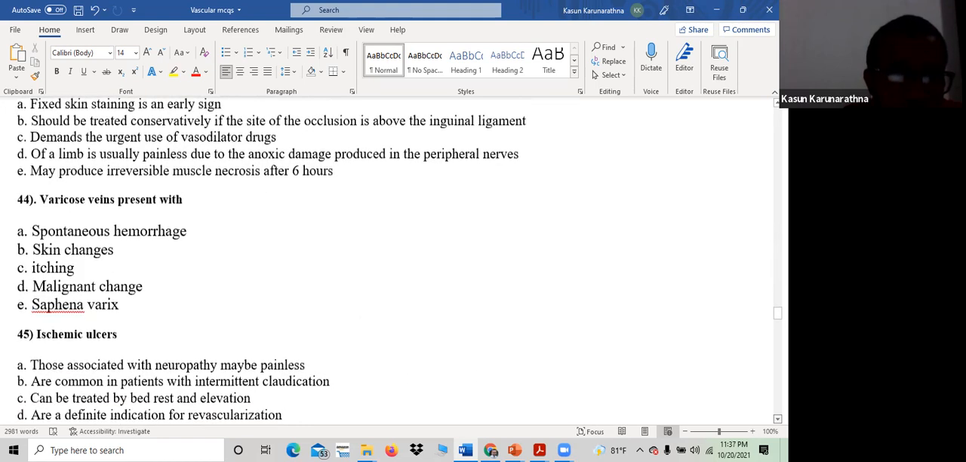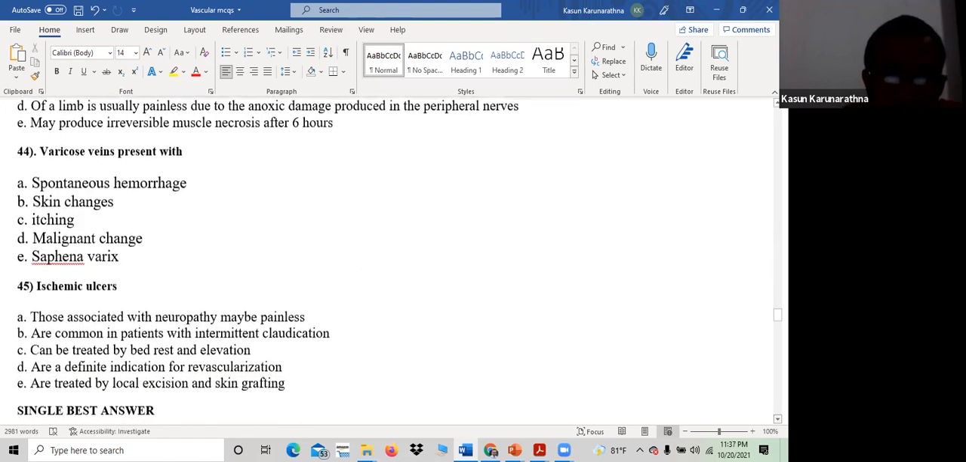Varicose veins present with spontaneous hemorrhage. What do you say about question number 44? True. Yes, they can bleed, right? Some patients come with bleeding. Skin changes, again, yes, it's a complication: eczema, atrophie blanche, lipodermatosclerosis, itching. Yes, again, malignant change.